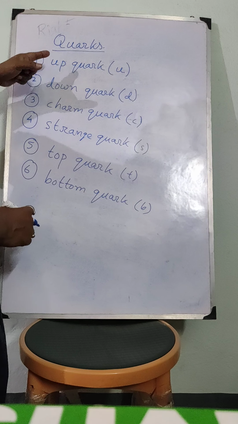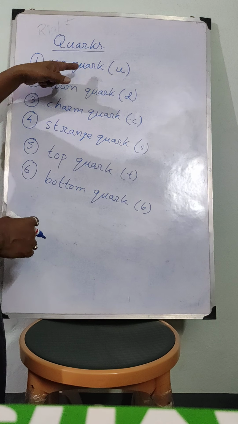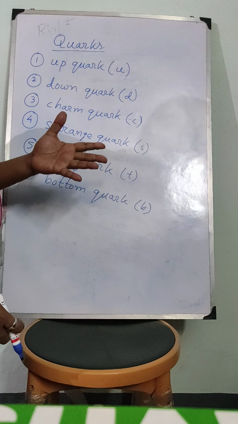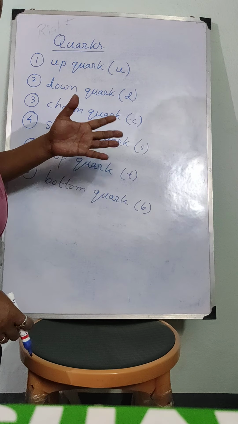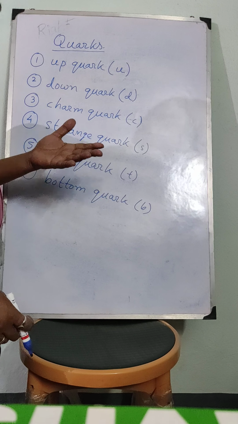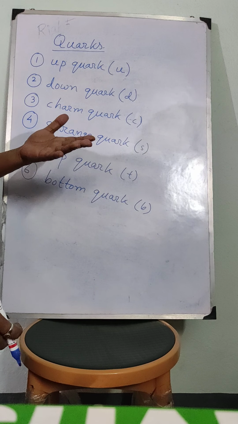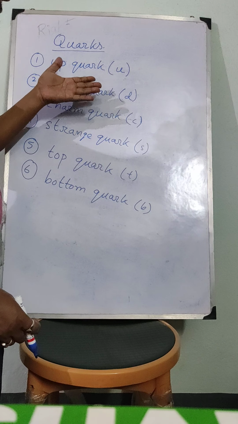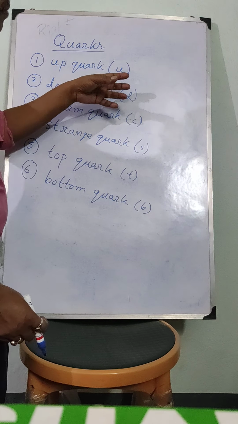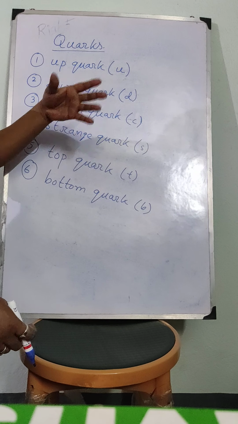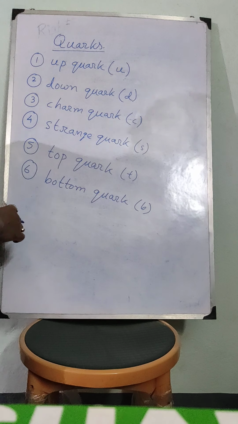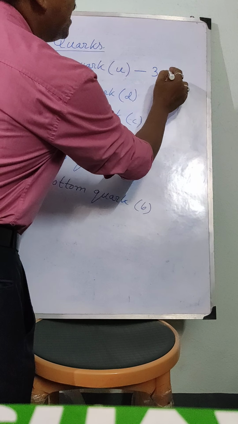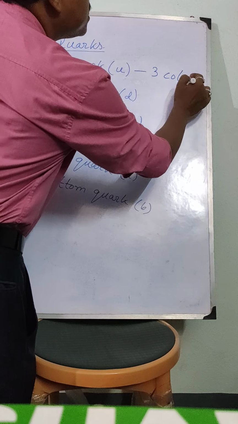Now what happens? See, each quark comes in 3 colors. Color means they have color charge. Like electric charge, which we already know. In case of quarks, we have some other kind of charge which is called color charge. So each quark comes in 3 colors.